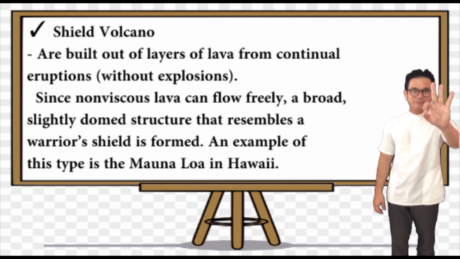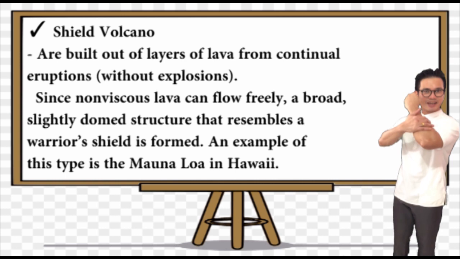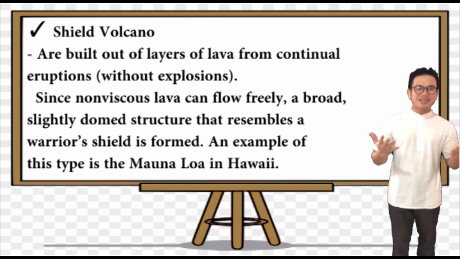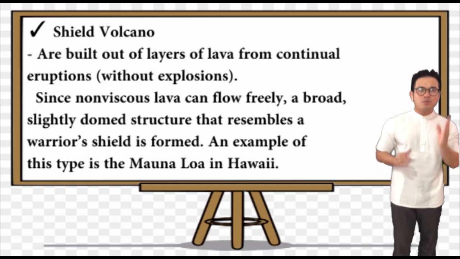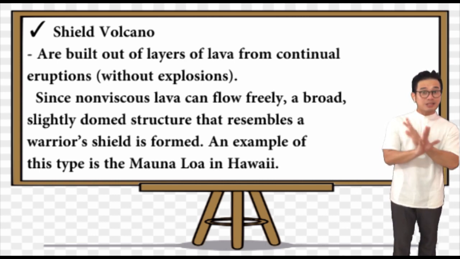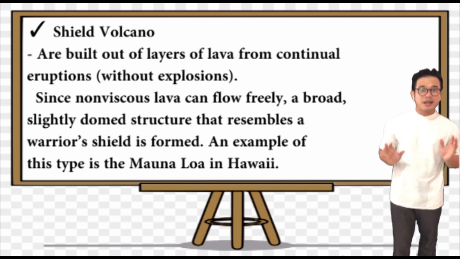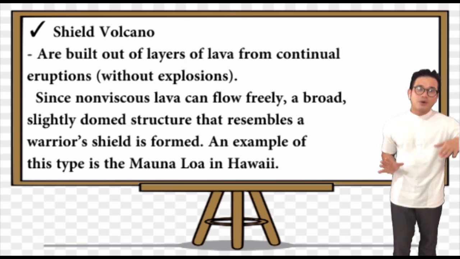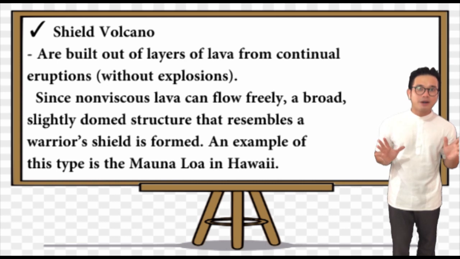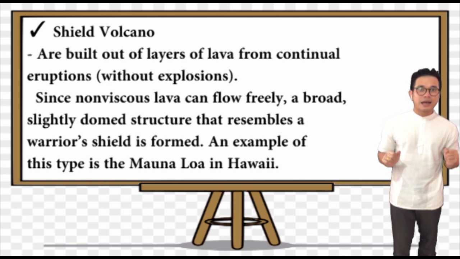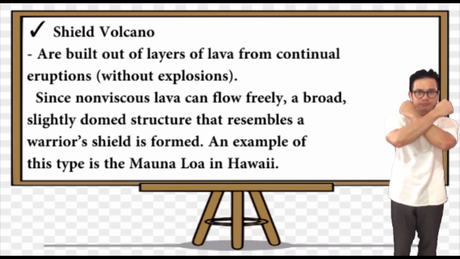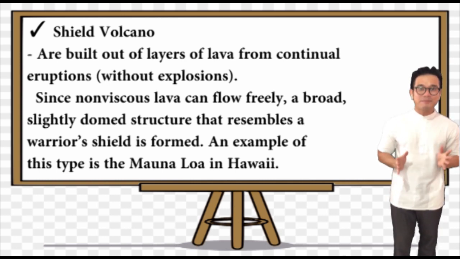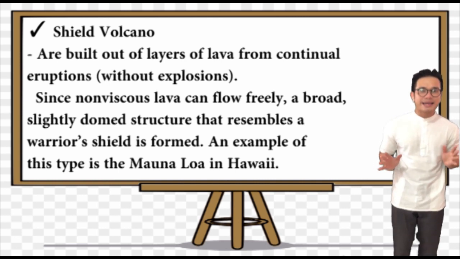This third type of volcano is the shield volcano. These are built out of layers of lava from continual eruption without explosions, since non-viscous lava can flow freely. A broad, slightly domed structure that resembles a warrior shield is formed. Now, an example of this type is the Mauna Loa in Hawaii.